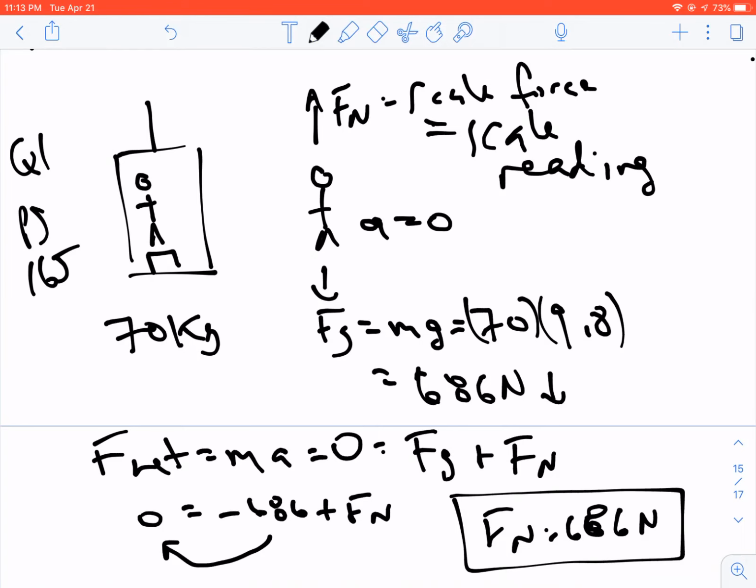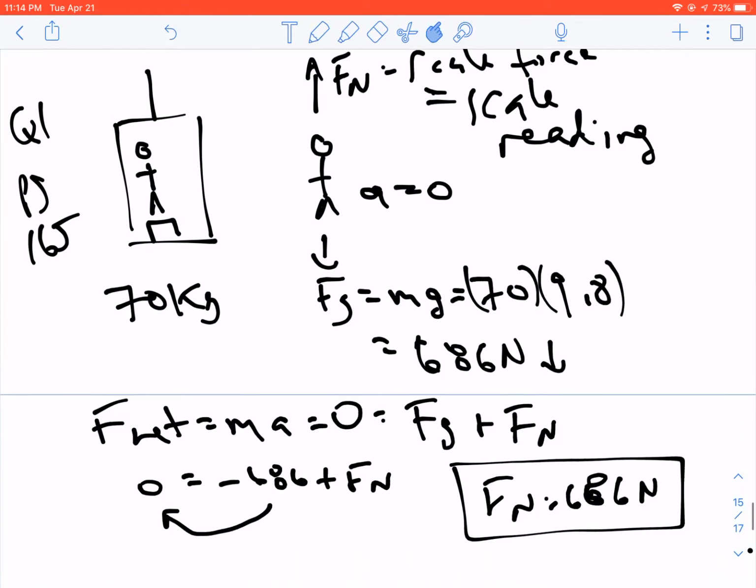Okay, part B says, let's assume that you're now in the elevator, and the elevator is moving up at 10 kilometers an hour. Constant speed of 10 kilometers an hour. Bing, 17th floor. Bing, 18th floor. Bing, 19th floor, right? Constant speed going up.